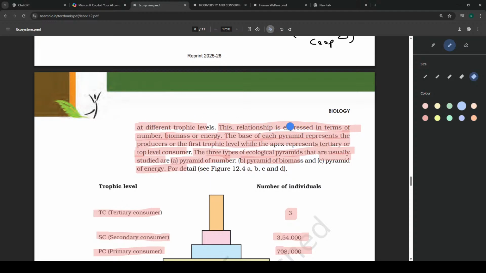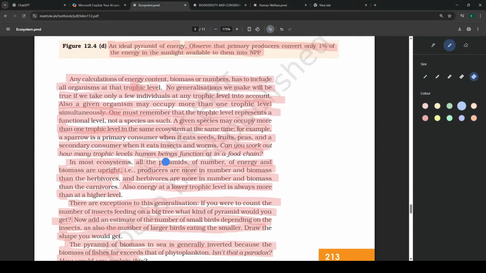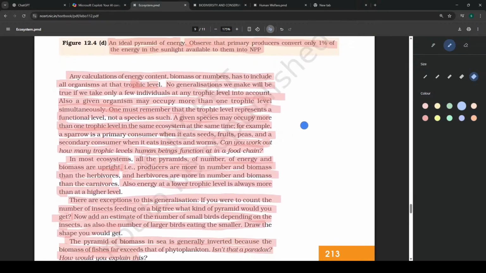The ecological pyramids are mainly of number, biomass, or energy. The base of each pyramid represents the producers. The apex represents the tertiary or top-level consumer. The three types of ecological pyramids are the pyramid of number, the pyramid of biomass, and the pyramid of energy. Any calculation of energy content, biomass, or numbers has to include all organisms at that trophic level. It is a must to include all the species, all the organisms at that trophic level. Generalizations will not be appropriate.